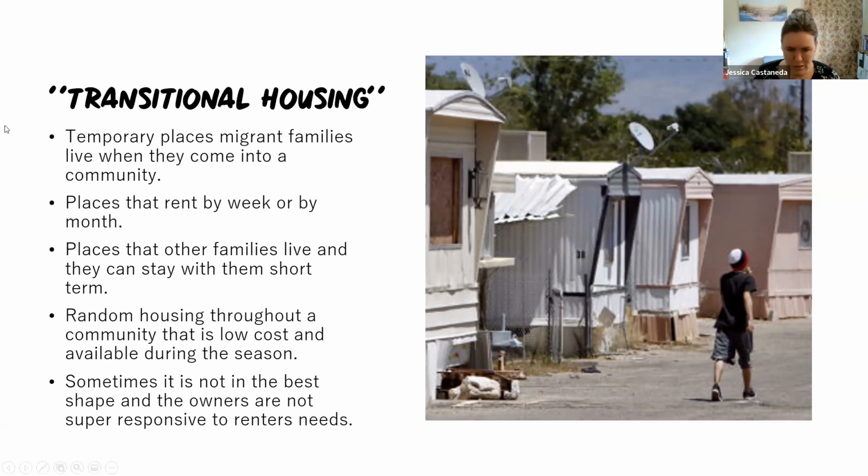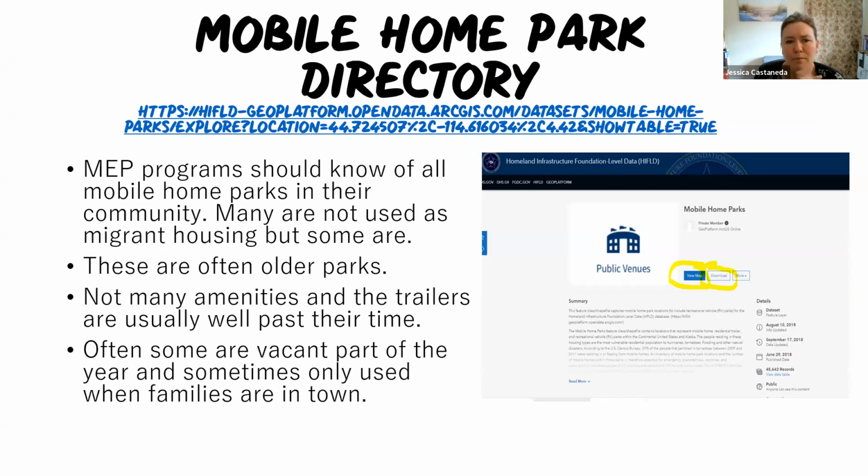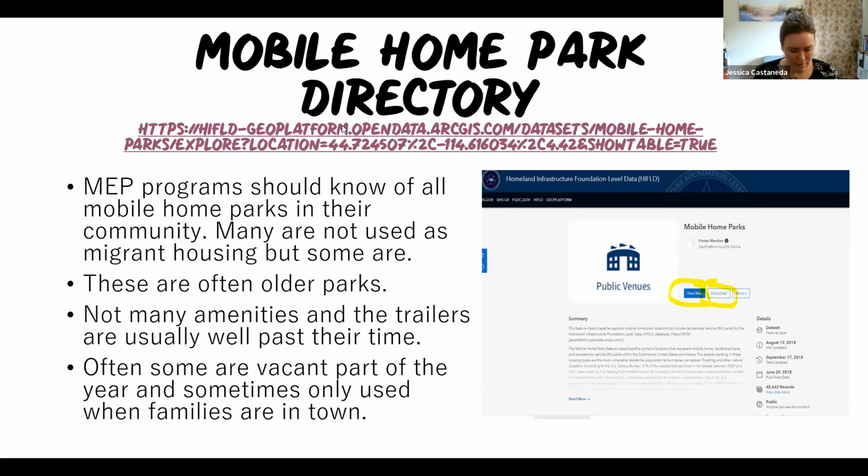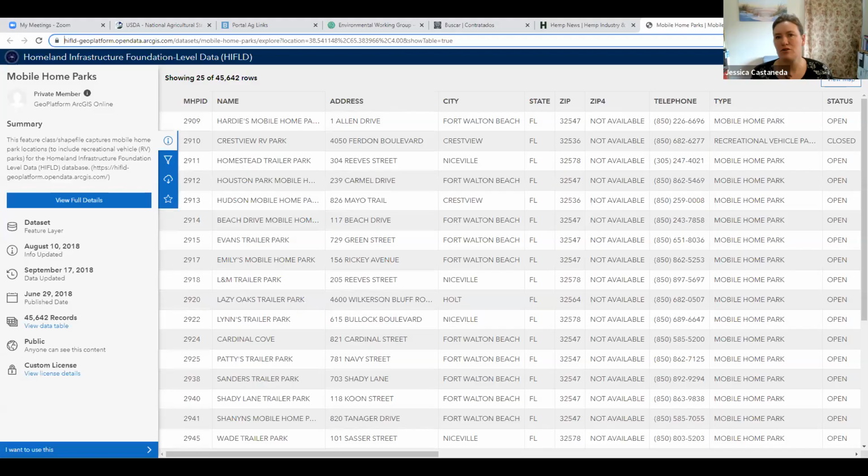We believe the MEP program should know all of their mobile home parks. For me in Tennessee, that was really helpful. A little while ago, we found a national mobile home park directory, and we were super excited about this. If you click on the link here, I'll go ahead and put it in the chat box, and then I'll show you a different tool that's available for this. The reason this exists is that in case of national emergencies, they want to know where all mobile home parks are across the country.